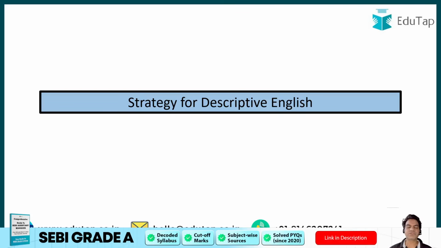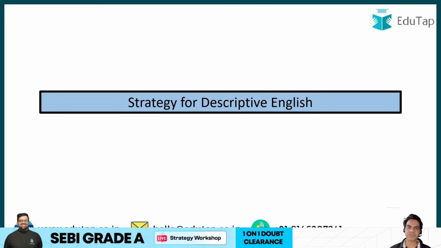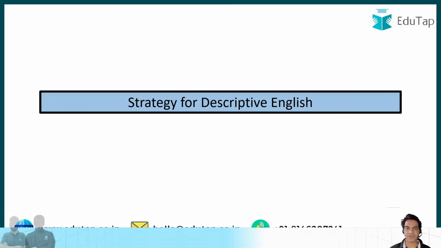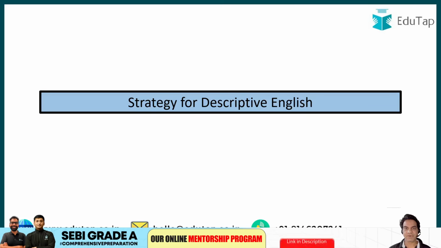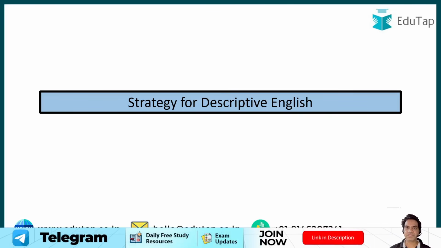Now guys, what should be your strategy for descriptive English paper? In descriptive English, you have to write your elaborative answers. You have to write a 300 word or 270 word essay, then a 120 word précis, then 40 to 50 words for every answer in your reading comprehension as well. So we'll look into that and what should be a strategy before the exam to prepare for all this.